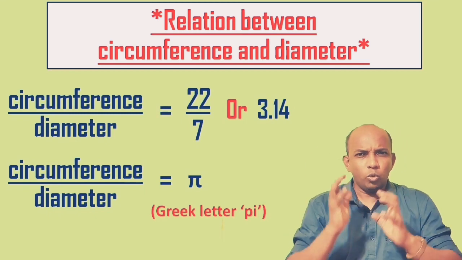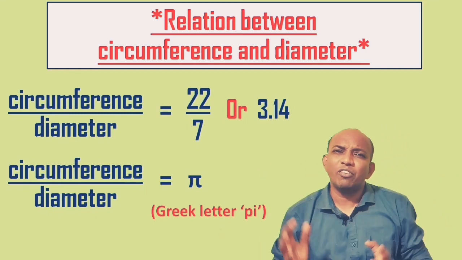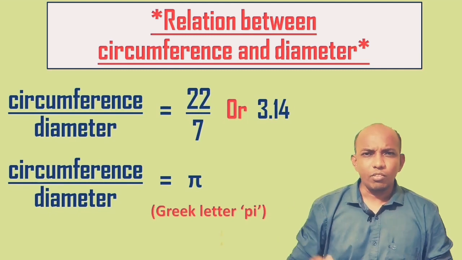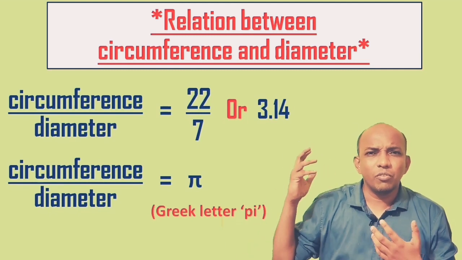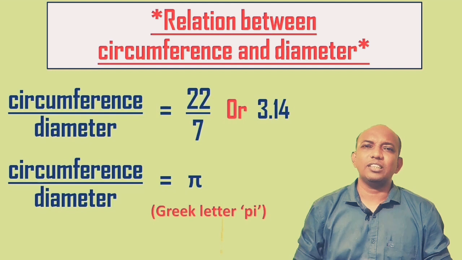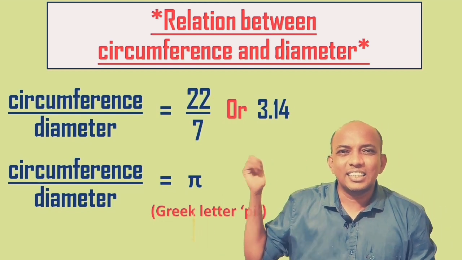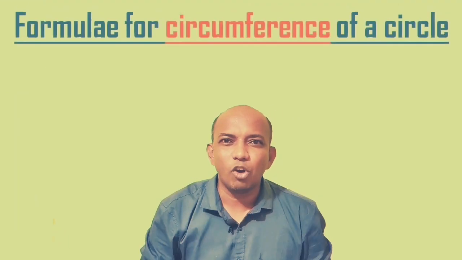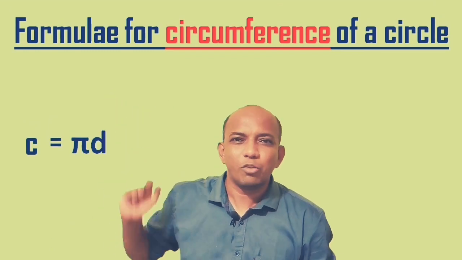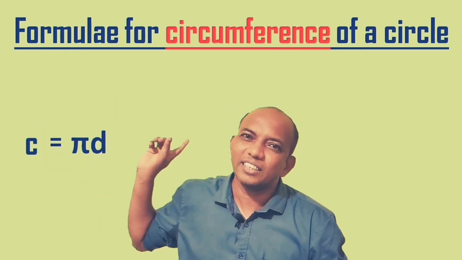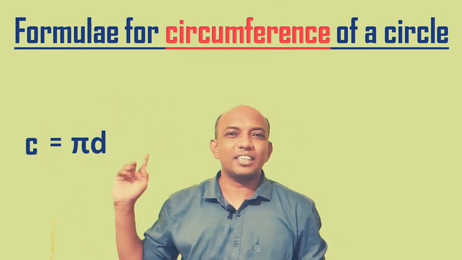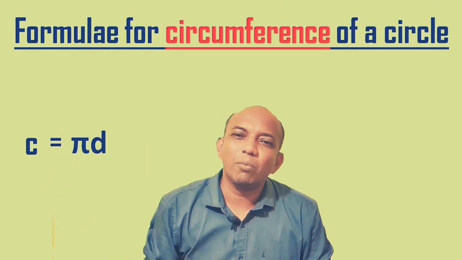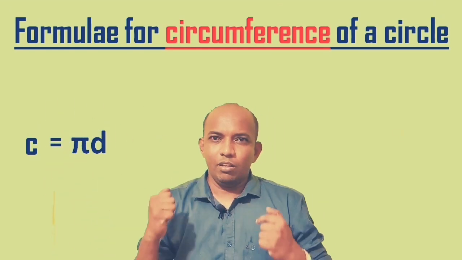So let's summarize the formulae that we came across in this lesson. Presently we have two formulae for the circumference. Number one is C equals pi d. How did I get the formula? It was C upon d equal to pi. So shift that d to the other side of the equality, it goes in multiplication, and there we come with the new formula, that is C equal to pi d.